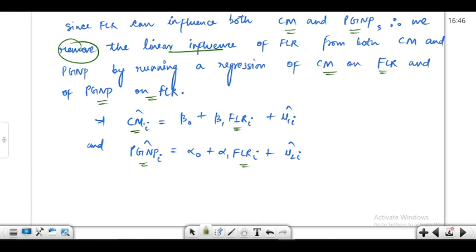So we'll create a regression where my dependent variable is child mortality, and we'll run a regression with the FLR variable as the independent variable. Similarly, I'll create another regression where my dependent variable is PGNP, that is per capita gross national product, and the independent variable is my FLR variable, that is the female literacy rate. So this is what the two models will look like.